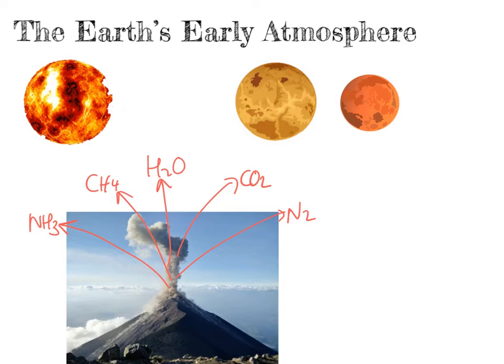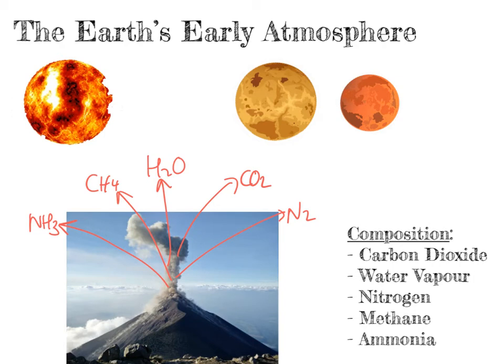So the composition of the Earth's early atmosphere was primarily carbon dioxide, water vapour, nitrogen, methane and ammonia. And over the past 4 billion years, this has changed considerably, and now the composition of our atmosphere looks somewhat different. So next we're going to have a look at some of the changes that happened on the Earth that affected the composition of the atmosphere. I will tell all of this in chronological order, and then we'll break it down and look at each gas individually.